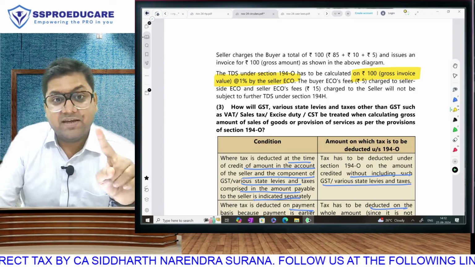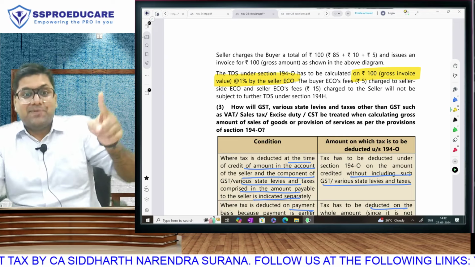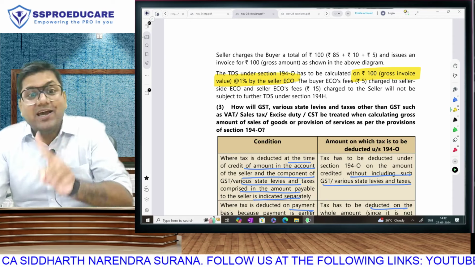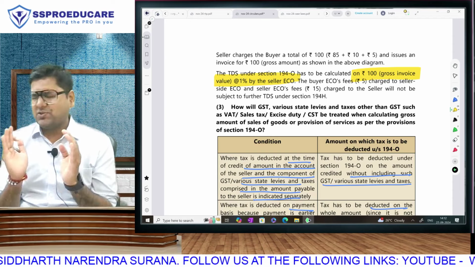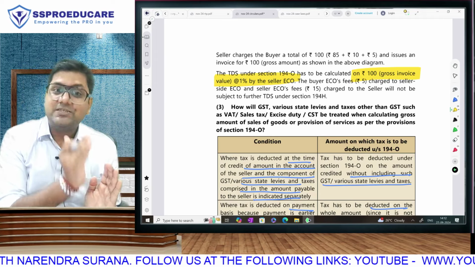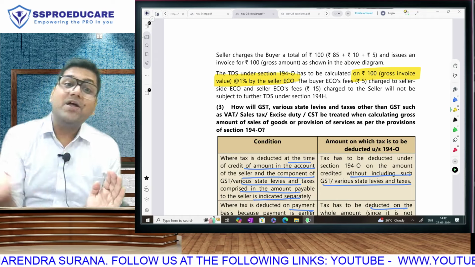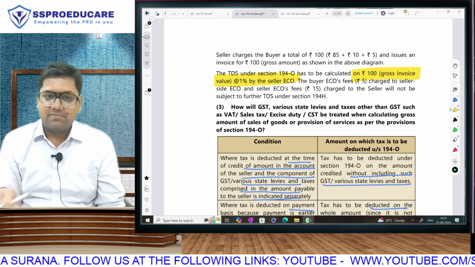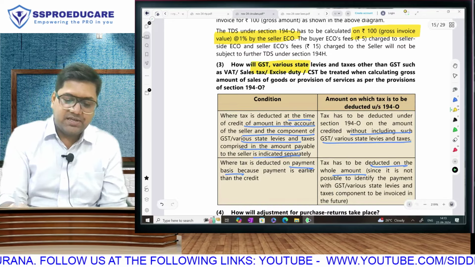Because the buyer will pay one aggregator, the aggregator will pay the website, the website will pay the seller. So TDS will be deducted by the ultimate e-commerce operator who is making payment to the seller, on the amount that was paid by the buyer. Is that clear? Now what about GST and state charges?